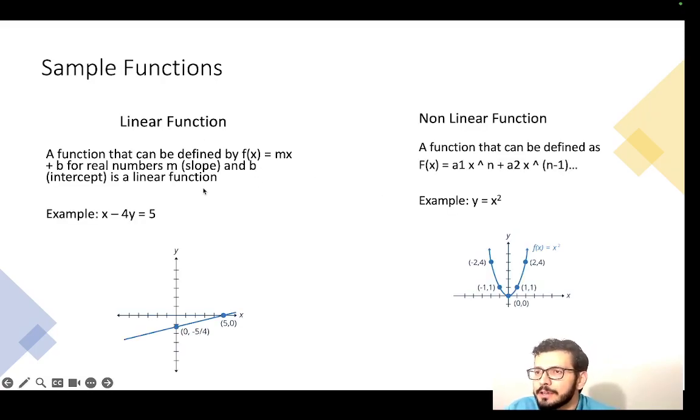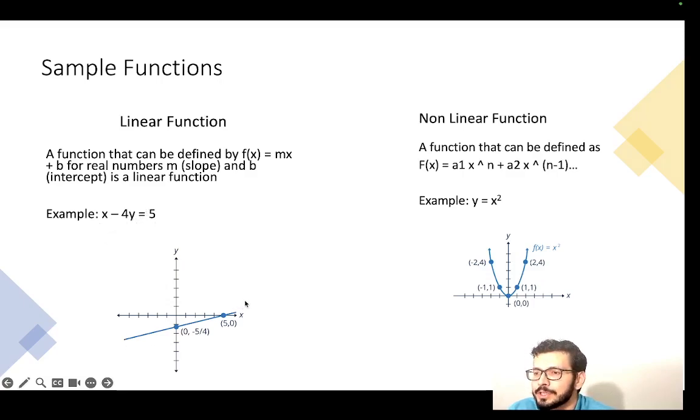These are some of the sample functions. The first one is your linear function. When I say linear function, it means the power of both x and y, the exponent for both x and y, is 1. As you can see, it's x to the power of 1 minus 4 into y to the power of 1 is equal to 5. So there is no higher power.